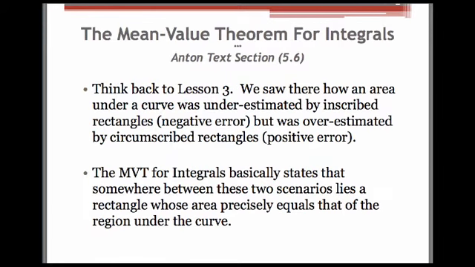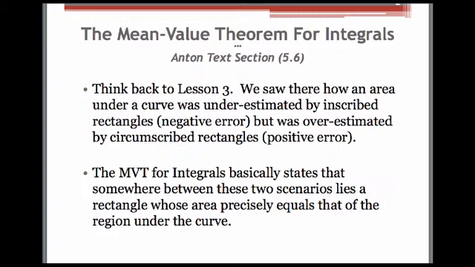So if you think back to lesson 3, that's where we saw, in Unit 4, how an area under the curve was underestimated, most times, by an inscribed rectangle. And that's when we ended up with negative error. But when we use circumscribed rectangles, typically the area was overestimated and we ended up with positive error.